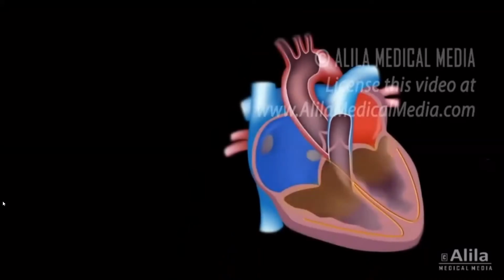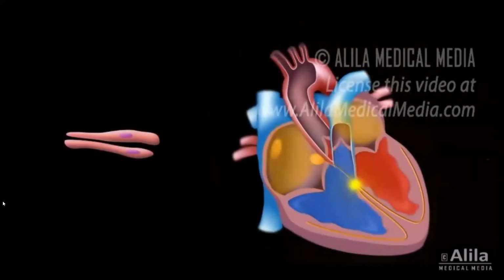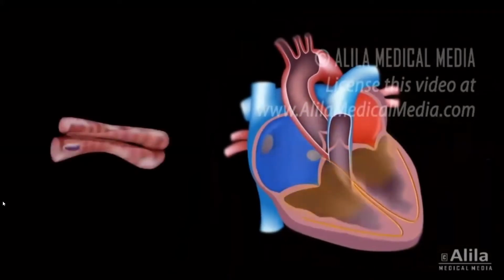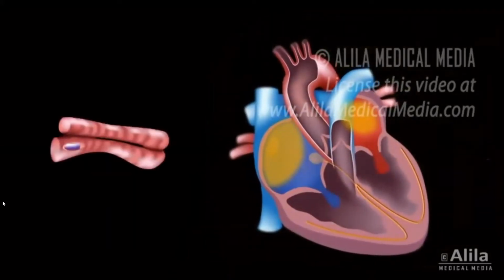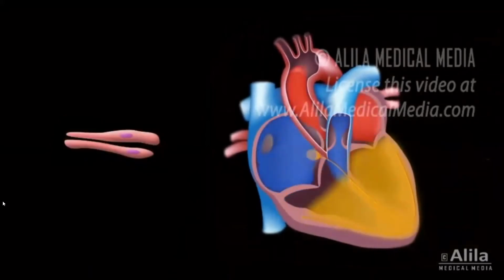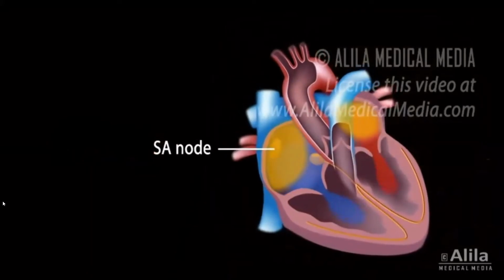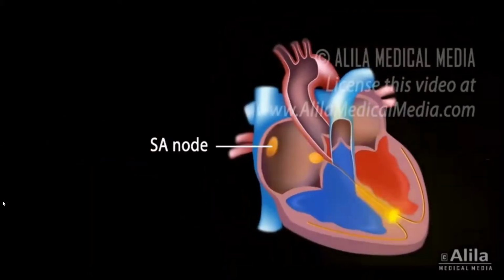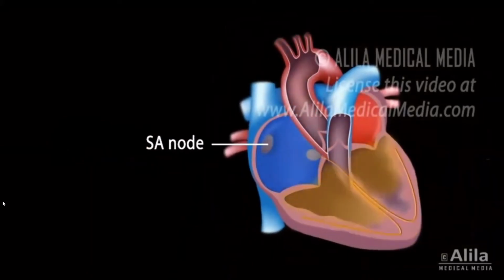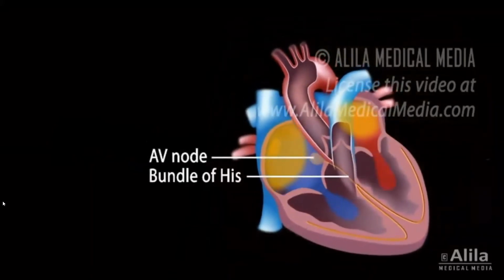A small group of myocytes called the pacemaker cells constitute the cardiac conduction system. These are modified myocytes that lose the ability to contract and become specialized for initiating and conducting action potentials. The SA node is the primary pacemaker of the heart. It initiates all heartbeats and controls heart rate. If the SA node is damaged, other parts of the conduction system may take over this role.